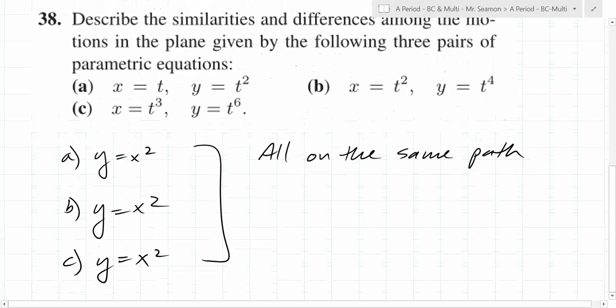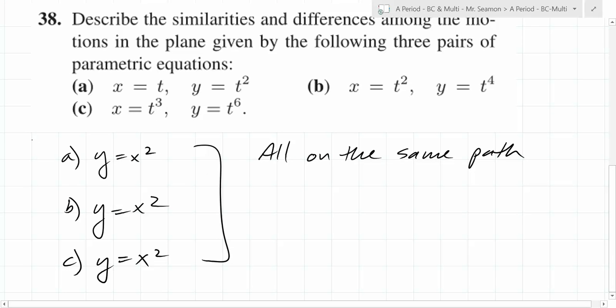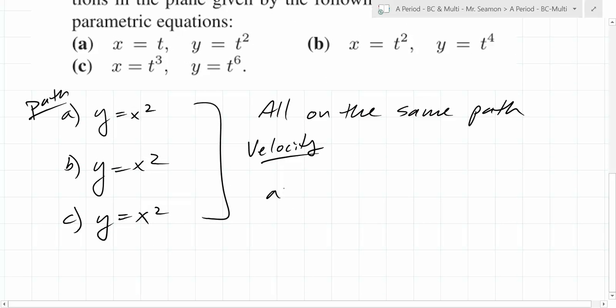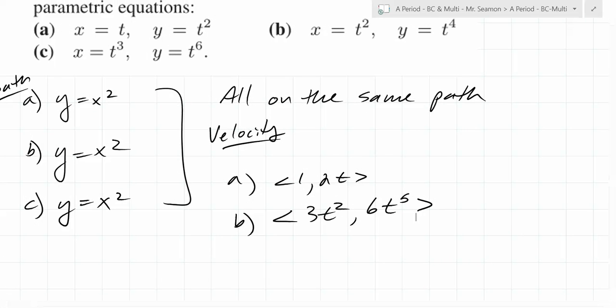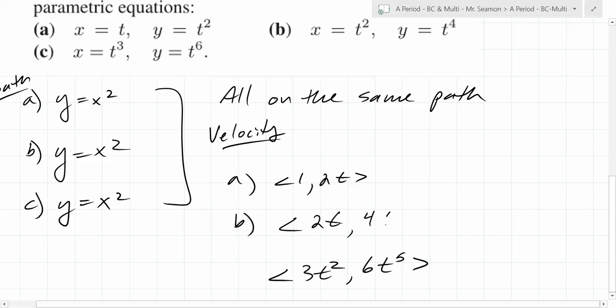But how would you then? What else did you say? Talk about velocity. Exactly. So this is the path right here. You could talk about the velocity of each one. So for A, you have a velocity vector of 1, 2t. For C, you have a velocity vector of 3t squared, 6t to the 5th. Oh, no, that was C, I just flipped that, sorry. So that's C right there. And then B is 2t, 4t cubed.